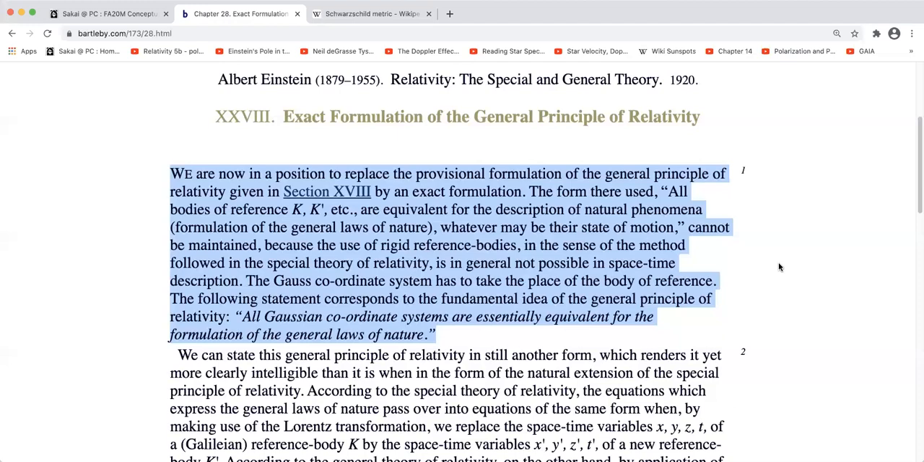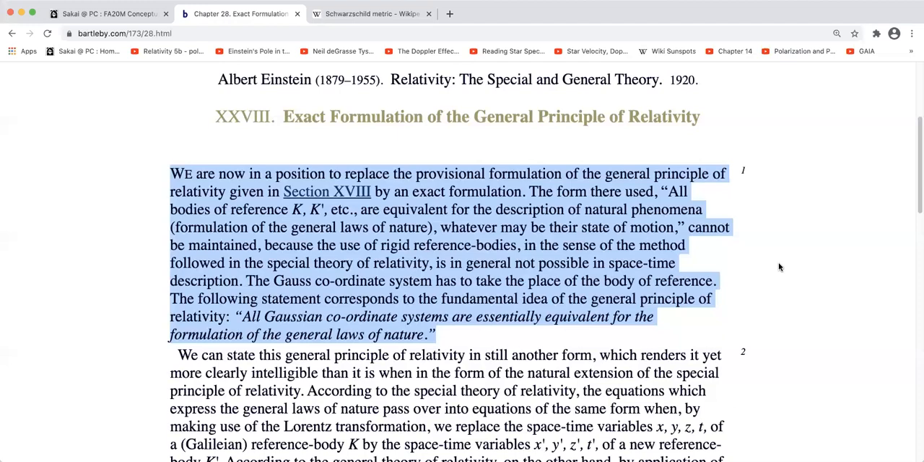So again, in section 18 or section 19, he reminds us that one of the postulates of special relativity is that the laws of physics should be the same when switching between inertial frames, and he sets out the goal that he wants to generalize that law. He wants the laws of physics to be the same regardless of your reference frame, regardless of whether you're in an inertial frame or in a non-inertial frame. For example, where gravity is present.